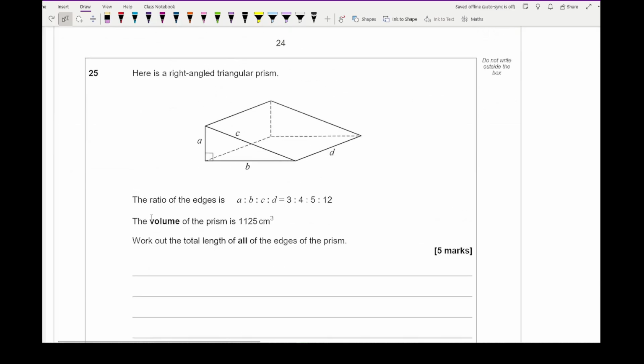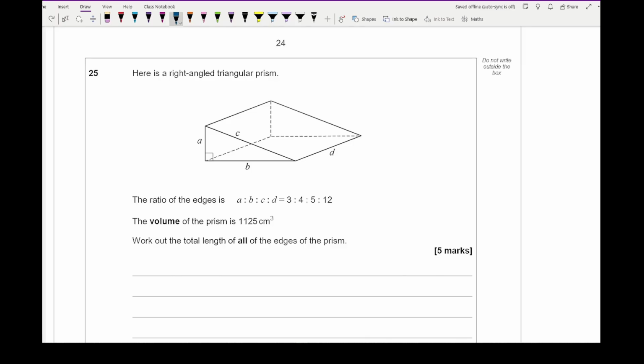Moving on to question 25, which is our last question. It says, here is a right-angled triangular prism. The ratio of the edges A to B to C to D is in the ratio of 3 to 4 to 5 to 12. The volume of the prism is 1,125 cubic centimeters. Work out the total length of all the edges of the prism.